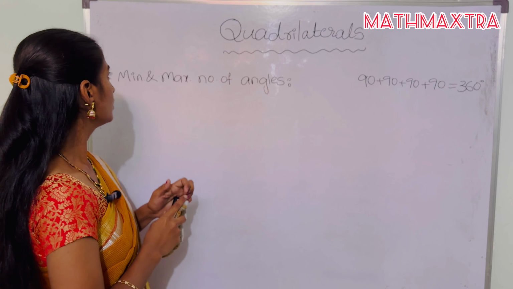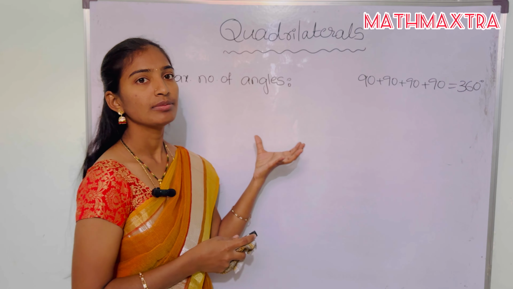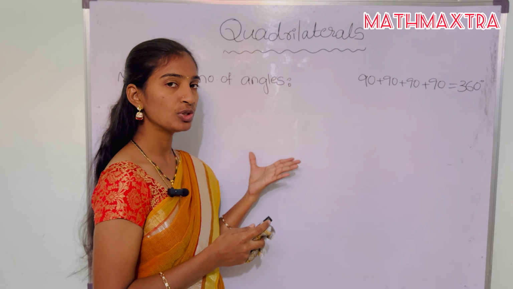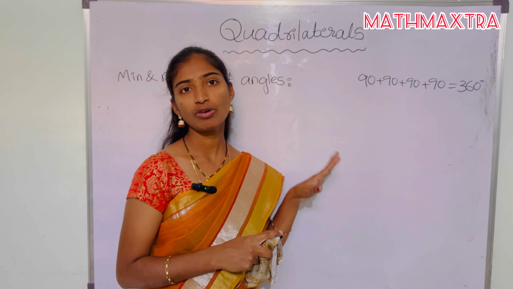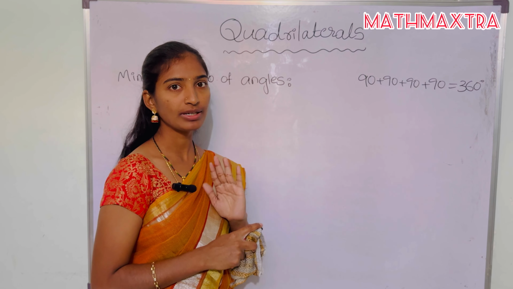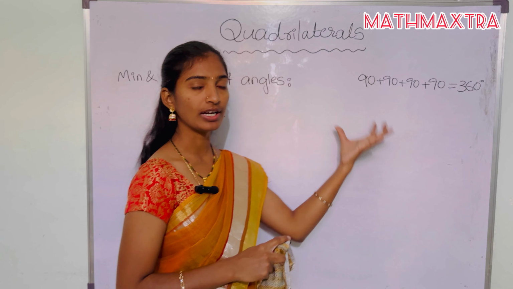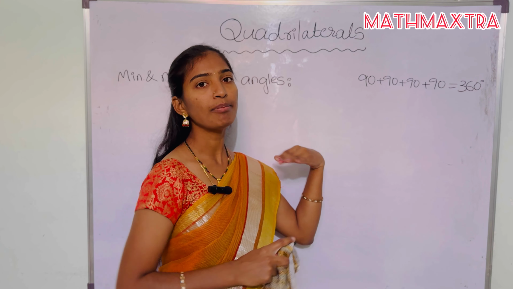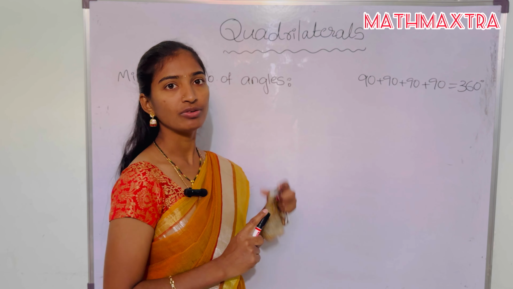What are the minimum and maximum number of different types of angles, right angles, acute angles, obtuse angles in a quadrilateral? The sum of all interior angles is 360 degrees. So what are the different types of angles when the sum becomes 360 degrees? Those angles we have to calculate.